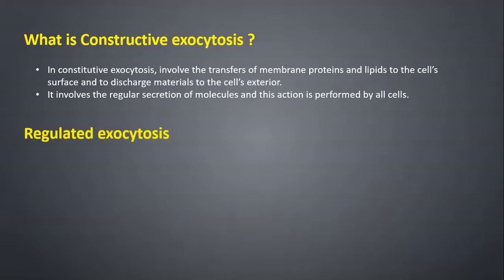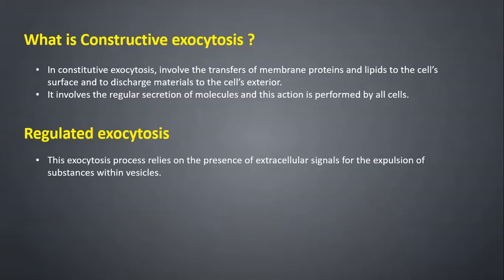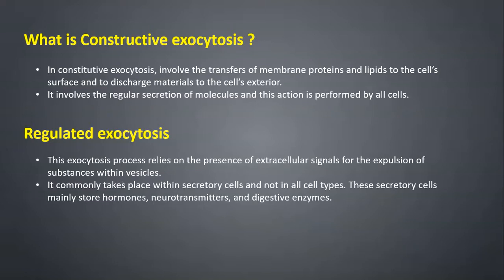Regulated exocytosis. This exocytosis process relies on the presence of extracellular signals for the expulsion of substances within vesicles. It commonly takes place within secretory cells and not in all cell types. These secretory cells mainly store hormones, neurotransmitters, and digestive enzymes.